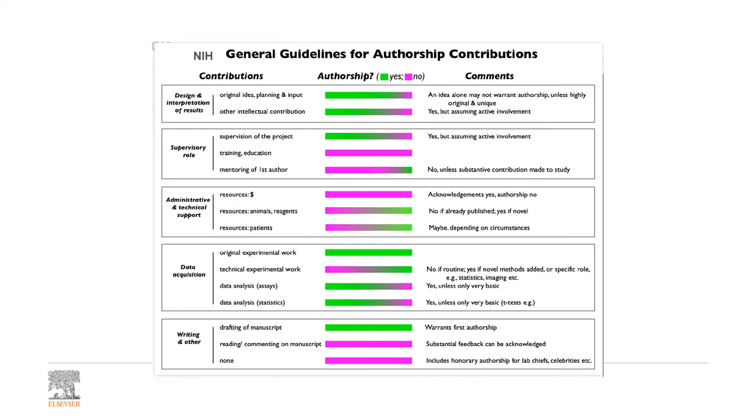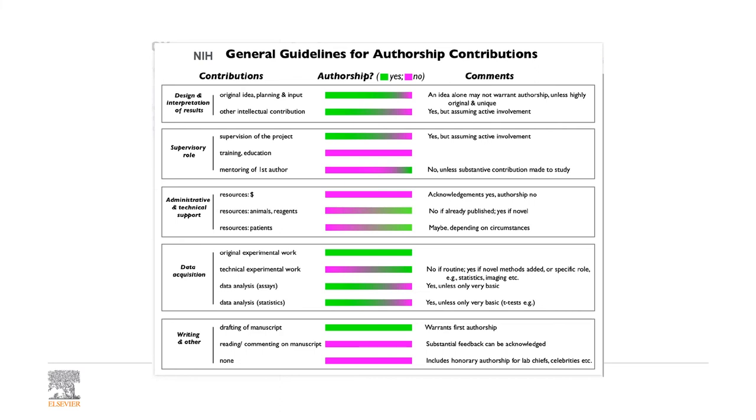And you can see that there are degrees for some of these areas. The only two that give the green light completely, as it were, are under data acquisition, original experimental work. If you did that, then you are definitely an author. And under writing and other, it's got drafting of manuscript, and that gives you the go-ahead to be an author. In fact, it says there that it warrants first authorship. It doesn't necessarily mean to say that you have to be.